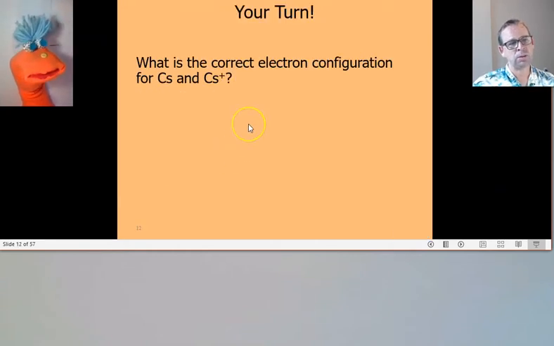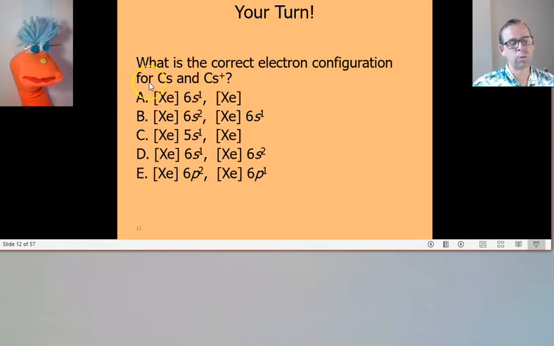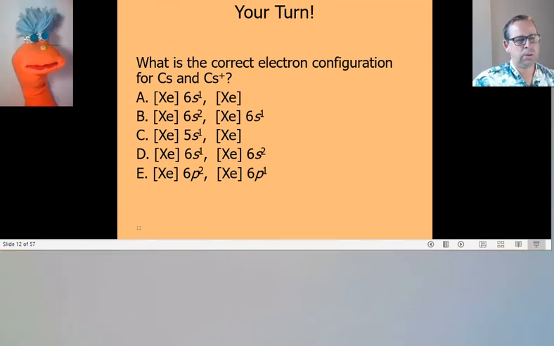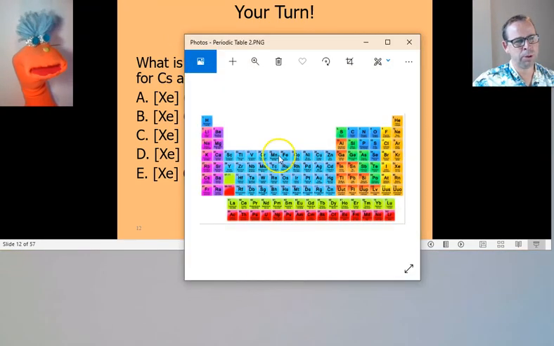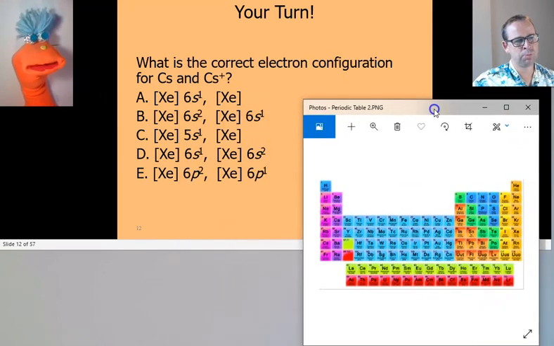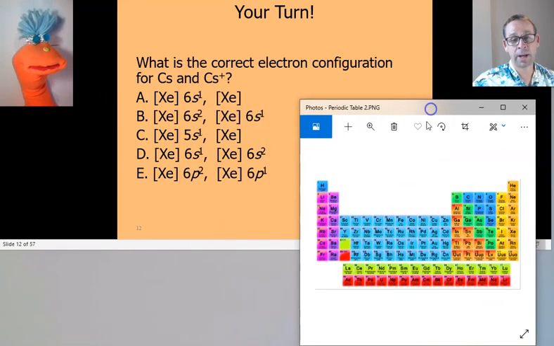All right. So what's the correct electron configuration for the cesium atom and the cesium ion? Can you bring up the periodic table? So what do you think, Fred? Do you need to see the periodic table? Yeah, show me the periodic table. It's kind of easy because mostly xenon, right? Yeah, good observation. Xenon is the electron configuration, or the noble gas before cesium.